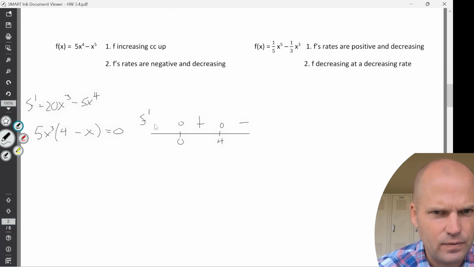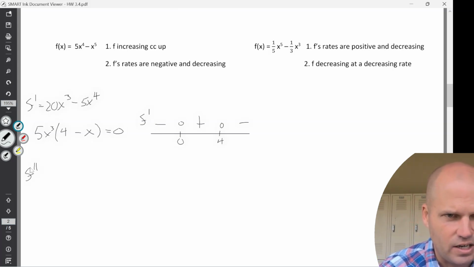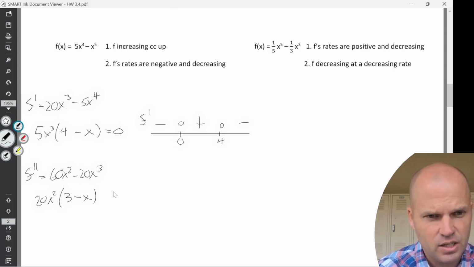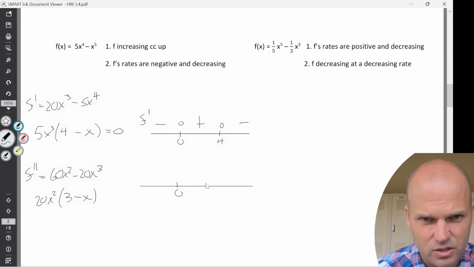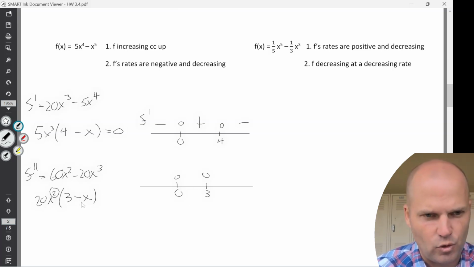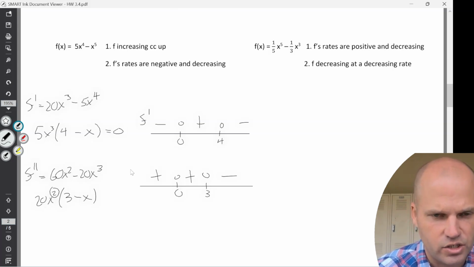Negative, positive, negative. We will change signs. If I look at a second derivative, 60x squared minus 20x cubed, and I factor out a 20x squared, I'll get 3 minus x. I get a 0, but I'm going to get a 0 at 0 and a 0 at 3. So it's nice to make sure we align things. I'm not going to change signs at 0 because of the square. That factor will always be positive. So it's only the x minus 3 factor, or the 3 minus x factor, that could change. If I plug in 4, negatives, change signs, don't change signs.